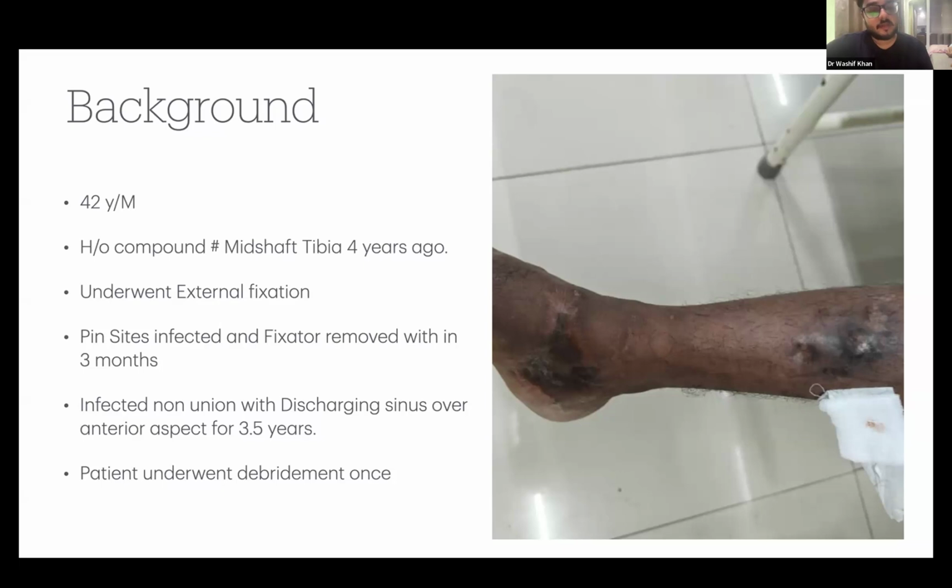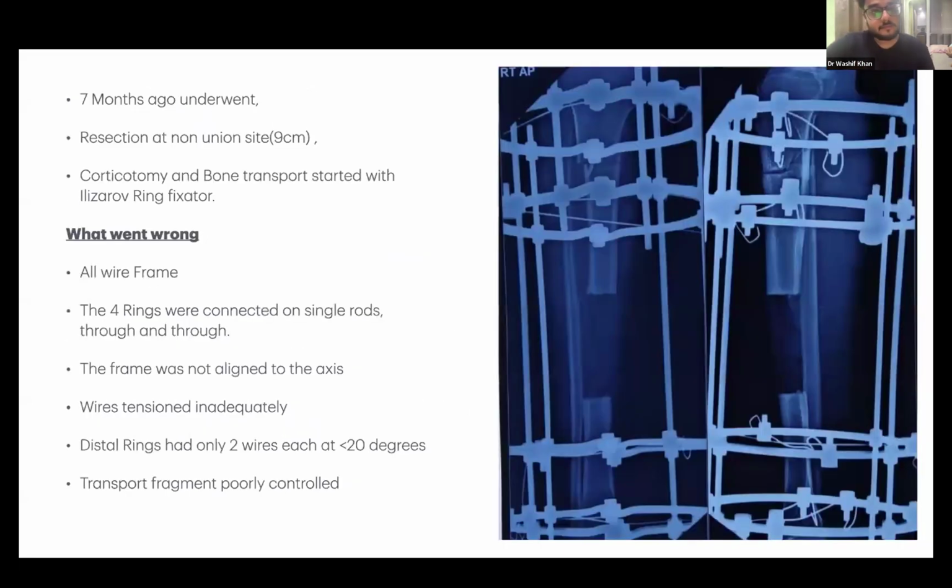The pin sites got infected and the fixator was removed within 3 months. Patient landed into non-union with discharging sinus present over the anterior aspect of the leg. Patient didn't seek any medical intervention for the next 3.5 years, except for a debridement. 7 months ago, the patient went to another orthopedic surgeon elsewhere, and 9 centimeter of bone from the non-union site was resected. Corticotomy and bone transport was started with the Ilizarov ring fixator.